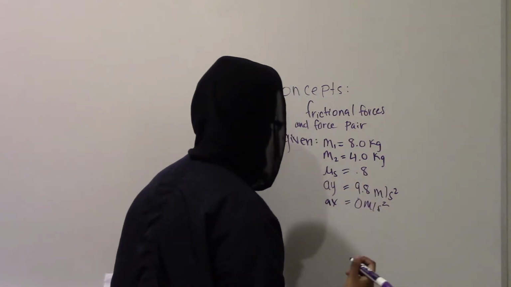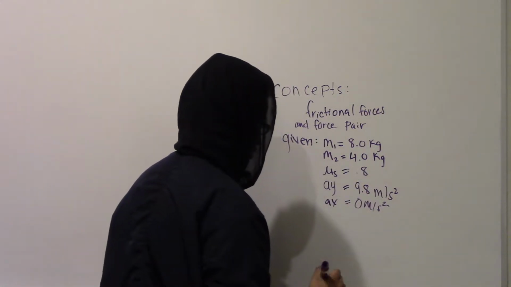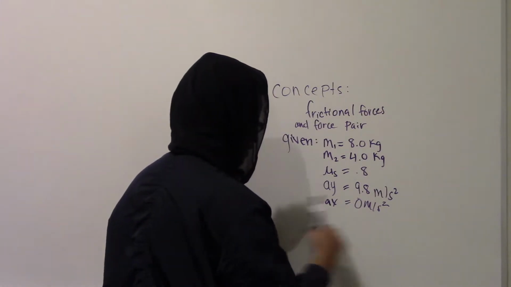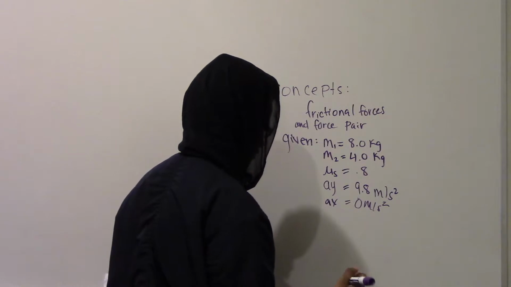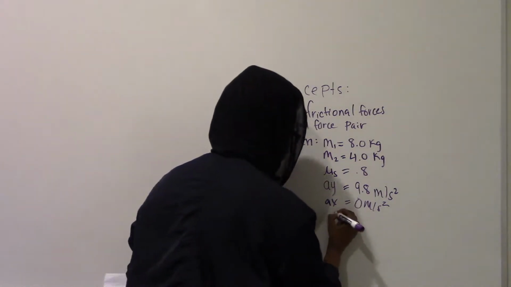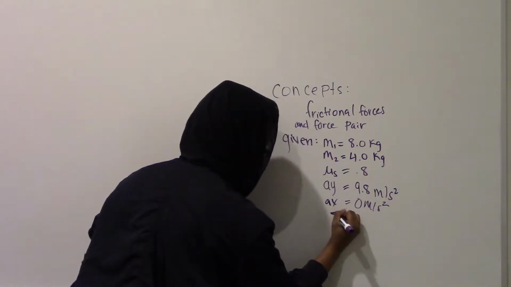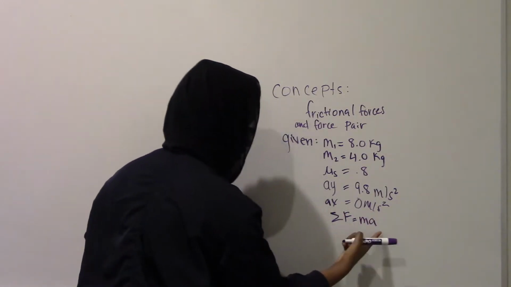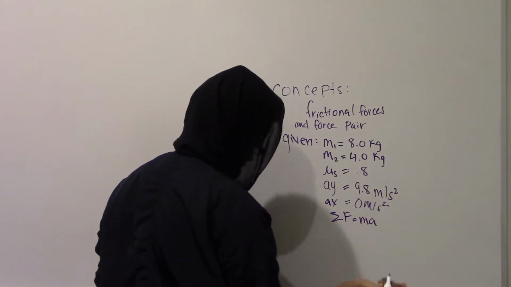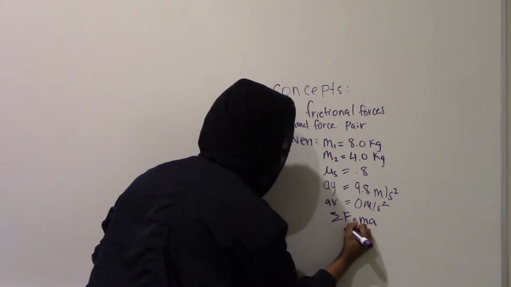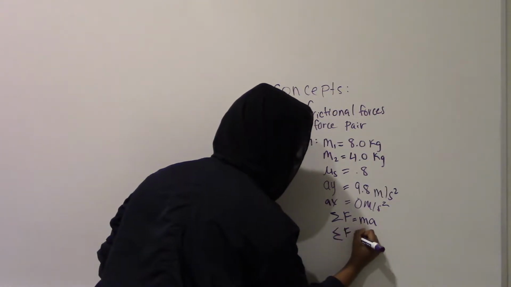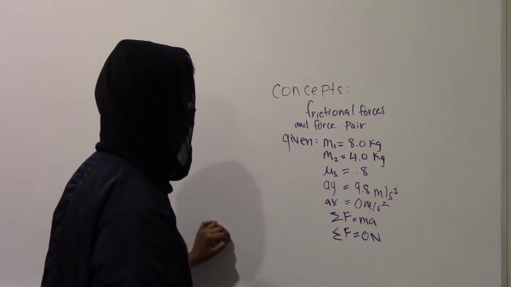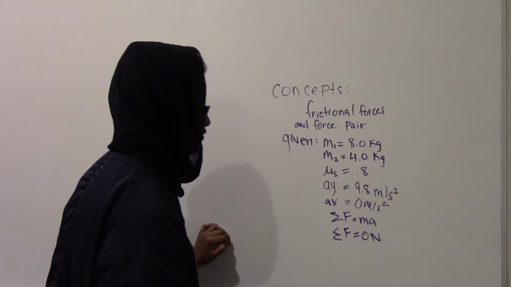Units are very important. So from there, we're going to think about it like, if it's not moving in the horizontal direction, the whole system isn't moving, right? We're going to define it as the sum of forces is equal to mass times acceleration. The acceleration, because it's not moving at all, we're going to say that the sum of forces is equal to 0. Okay, that is all of our given information.